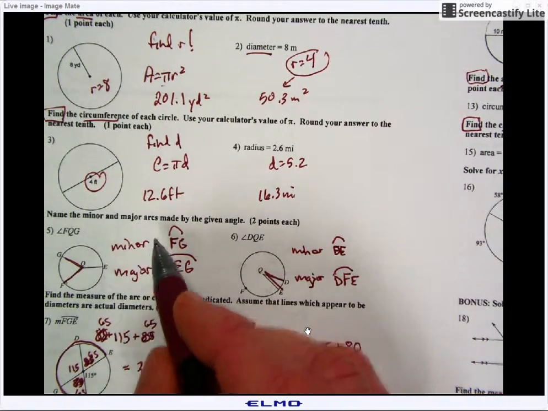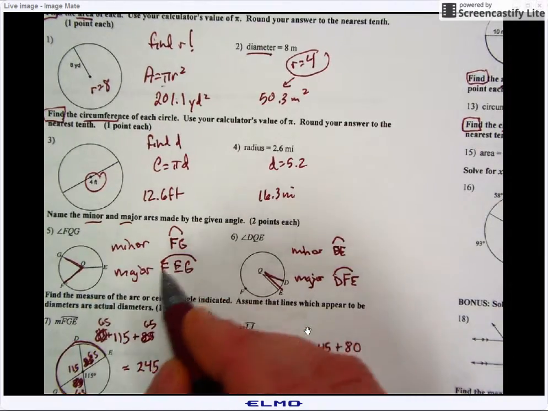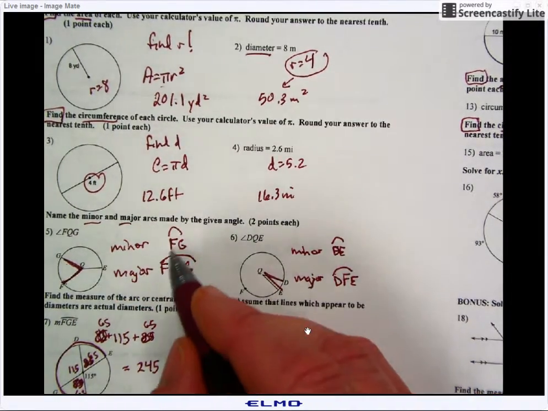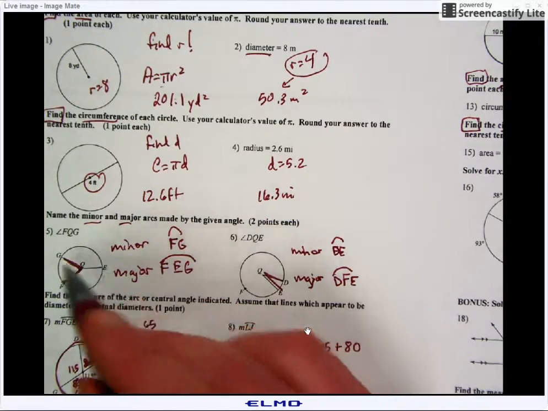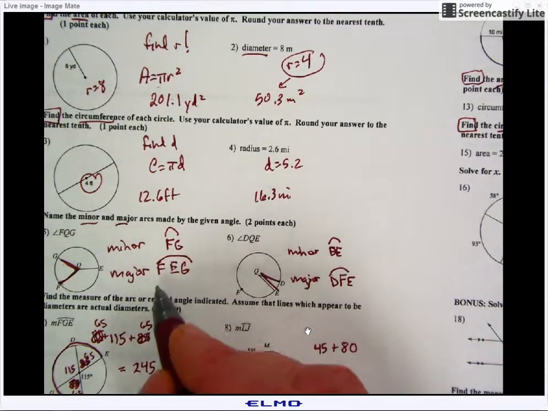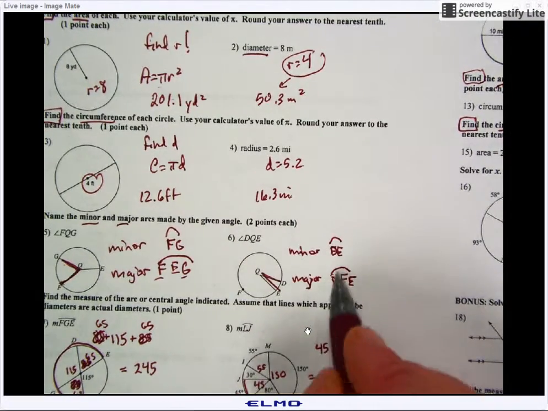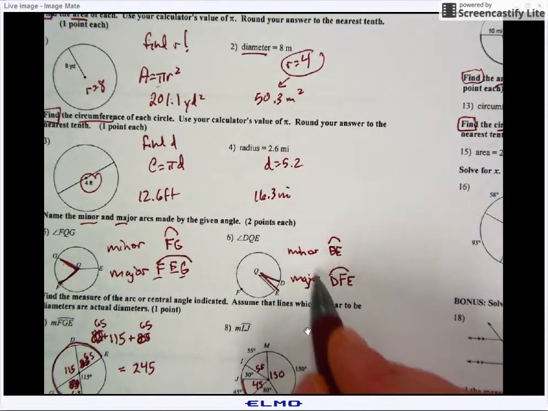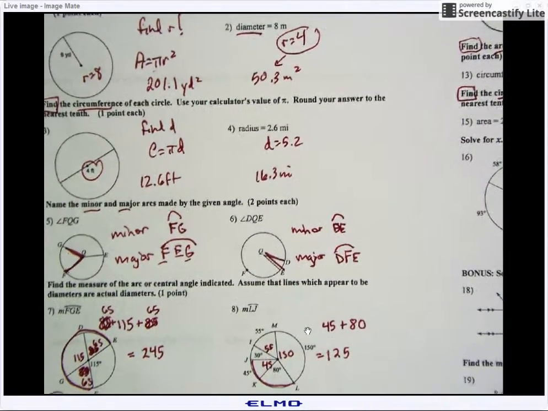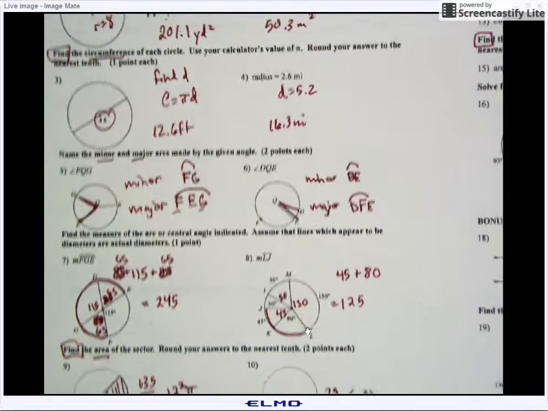Okay, name the minor and major arcs. So trace the angle. The minor arc is the short distance, and the major arc is the long distance. Even if there's extra letters, you can pick any letter in between. You notice it starts and ends with the same letter on both of them.